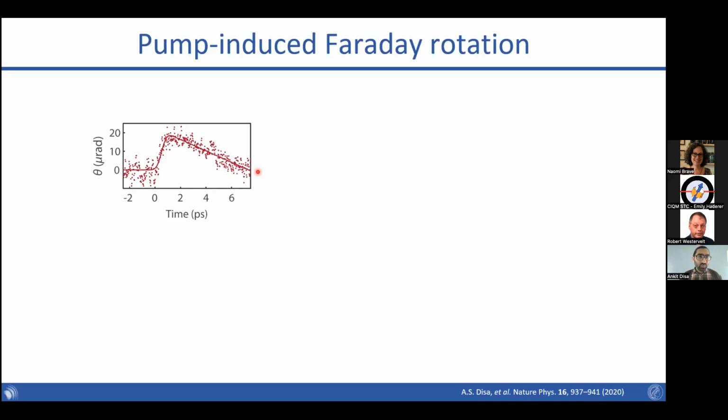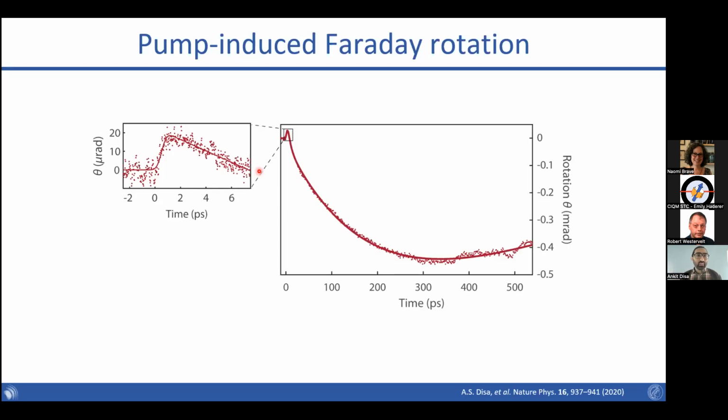But this is not the whole story. Actually, if we zoom out, we see that the signal changes sign and gets much, much larger and reaches a maximum after a few hundred picoseconds. And this is, in fact, the magnetic signal that we're interested in.